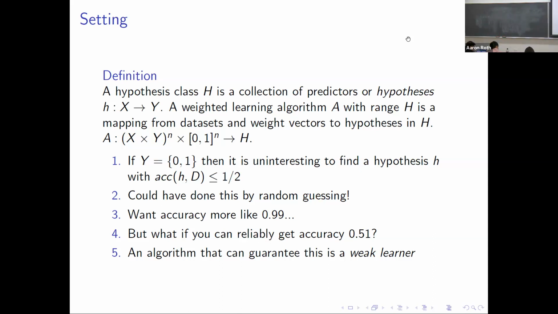Other questions? Yeah. They could do better, but the only promise we have is that they get 51% accuracy. But maybe we get lucky and, on this data set, we get like 60% accuracy. You could ask this question for k-label problems. You could ask it for regression problems. In every case, the question is, if you give me something that does a little bit better than random guessing, can I turn it into something really good? But in this lecture, I'm just going to ask and answer this question for the binary prediction problem, two labels. Does that make sense?